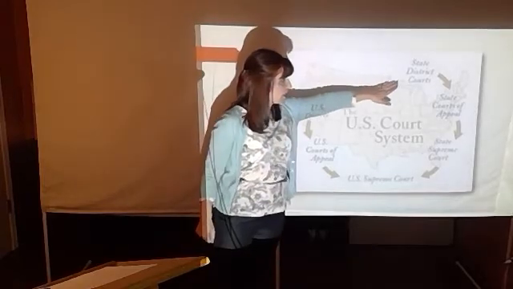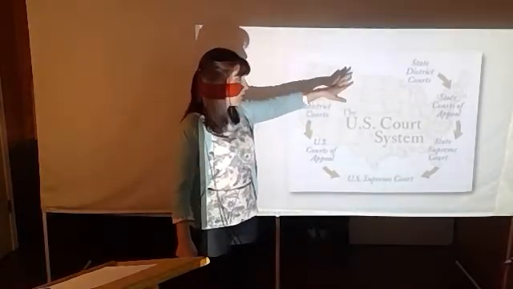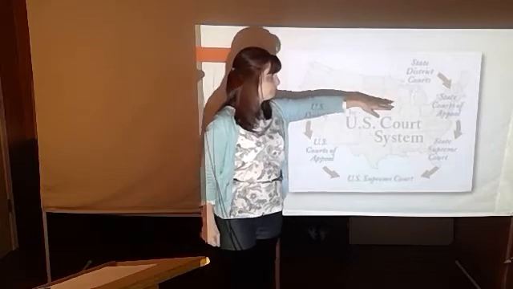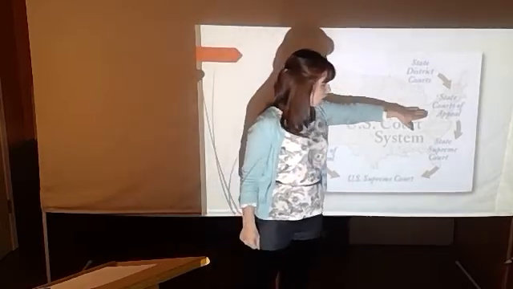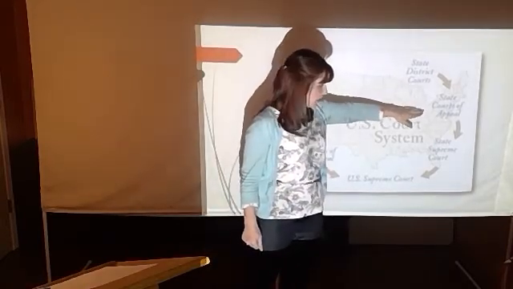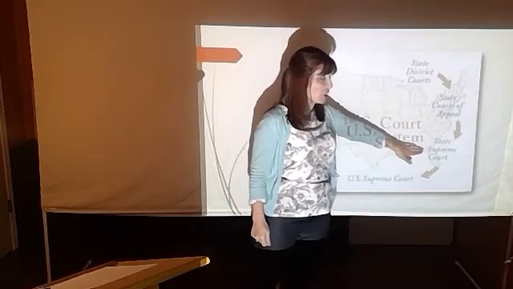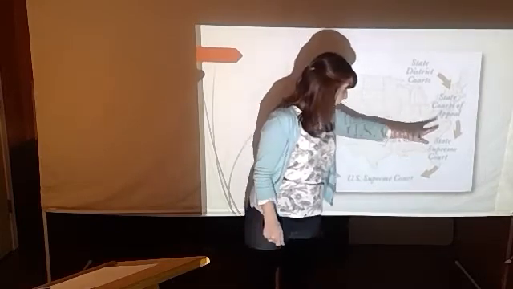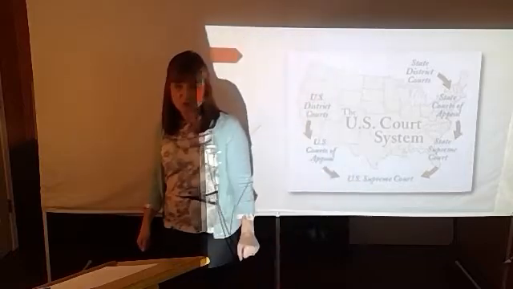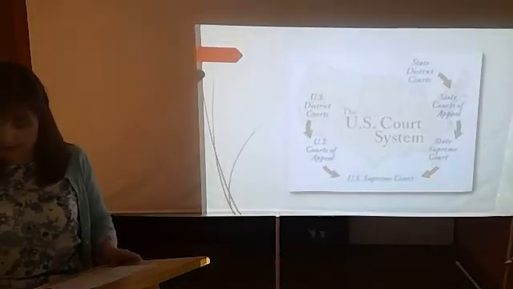And they would start out in the state district court. So in Virginia, it would start out in the Virginia District Court. And then it could go to the Virginia State Court of Appeals. Then it would go to the Virginia State Supreme Court. And then it could be appealed to the U.S. Supreme Court in certain cases.